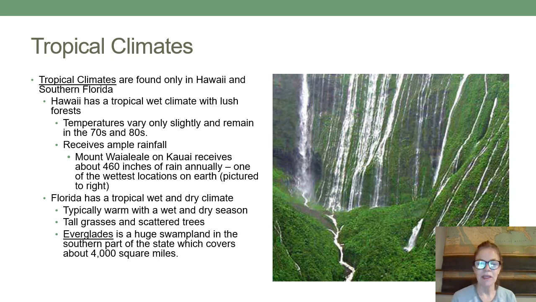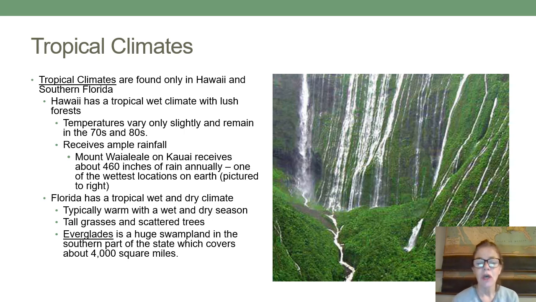This area right here, and I'm probably going to butcher it, it's on Kauai, one of the islands in Hawaii. It's Mount Waialeale, right? It gets 460 inches of rain a year, one of the wettest locations on Earth, and it's pictured here to the right. I couldn't find a documentary or any information on a video, but if you just Google it, you could see video footage of it, and it's just absolutely spectacular.